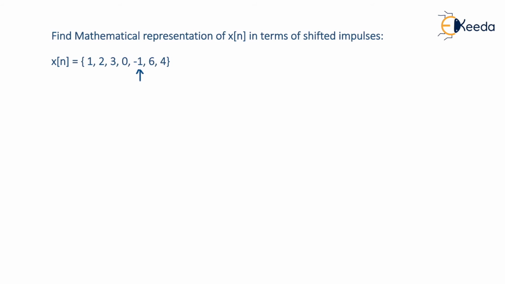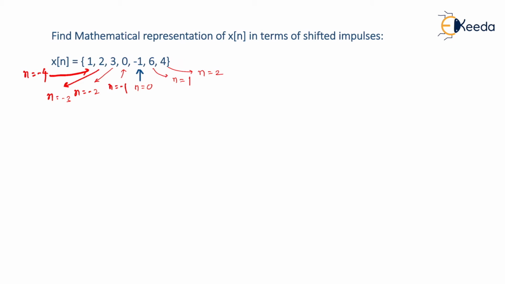Find the mathematical representation of x of n in terms of shifted impulses, and some x of n sequence is given. You know that. What is the significance of the arrow mark? The significance of the arrow mark is that this is the sample present at n equal to 0, 6 is present at n equal to 1, 4 is present at n equal to 2, then 0 means there is no amplitude present, or 0 sample present at n equal to -1. This is present at n equal to -2. This is present at n equal to -3, and finally this 1 is present at n equal to -4.